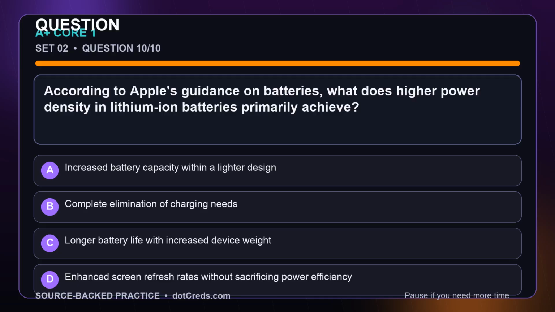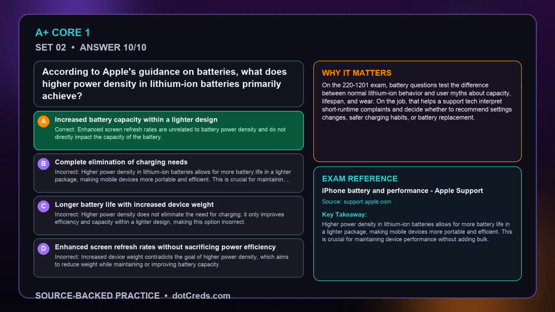Lock your answer now. Question 10 answer. A. Increased battery capacity within a lighter design. Higher power density in lithium-ion batteries allows for more battery life in a lighter package, making mobile devices more portable and efficient. This is crucial for maintaining device performance without adding bulk.